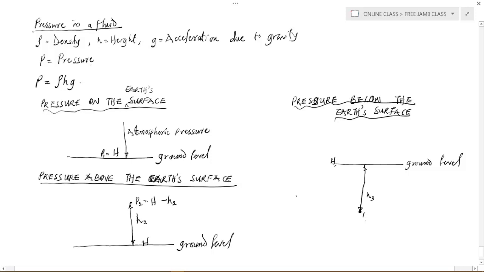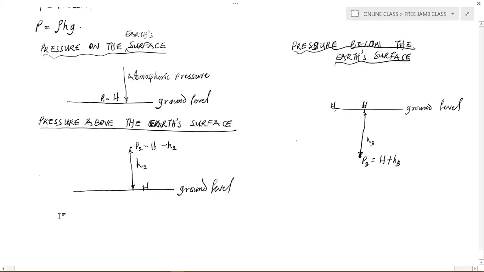So this P3 will give you the pressure at the height H there. Now it's not going down, that means that it's pushing it down. Give it H plus H3. Now let's go to the manometer.